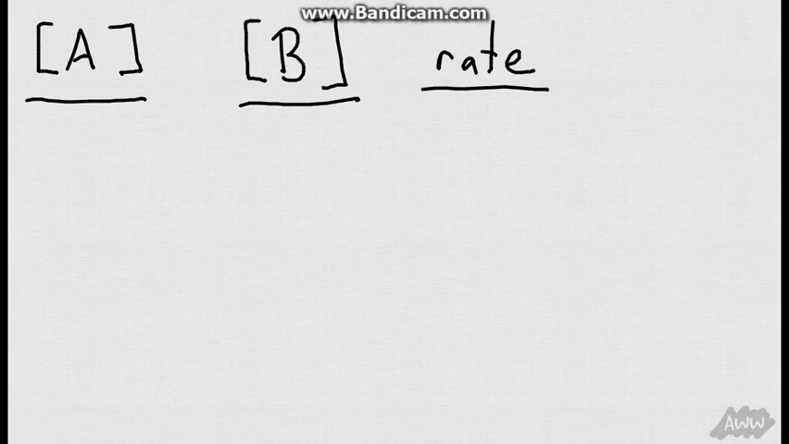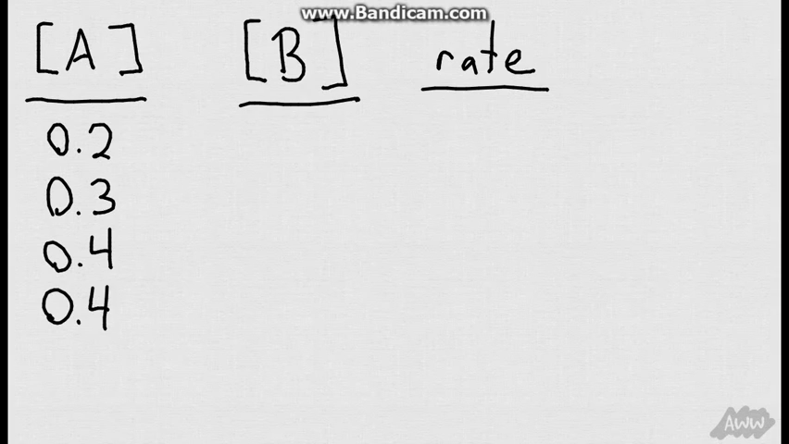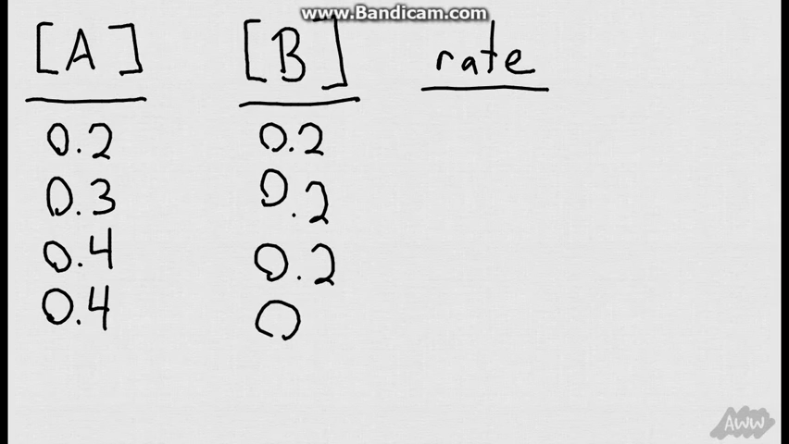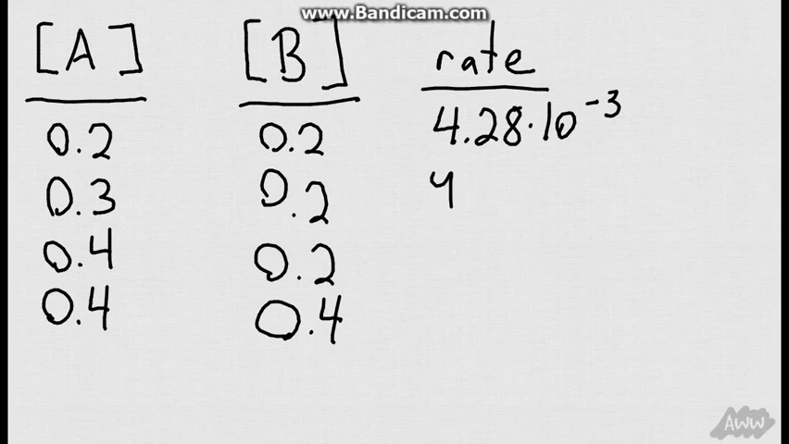So let's say we have an initial of 0.2, then we have 0.3, and remember this is all in molar, but I will not write that in order to save a little bit of space. Okay, and for B we have 0.2 almost all the way through, except for the last one, which is 0.4. And now our rates, remember that these are not going to be perfect ratios. We're going to have kind of a rough ratio, but it will be pretty close to what we're looking for.